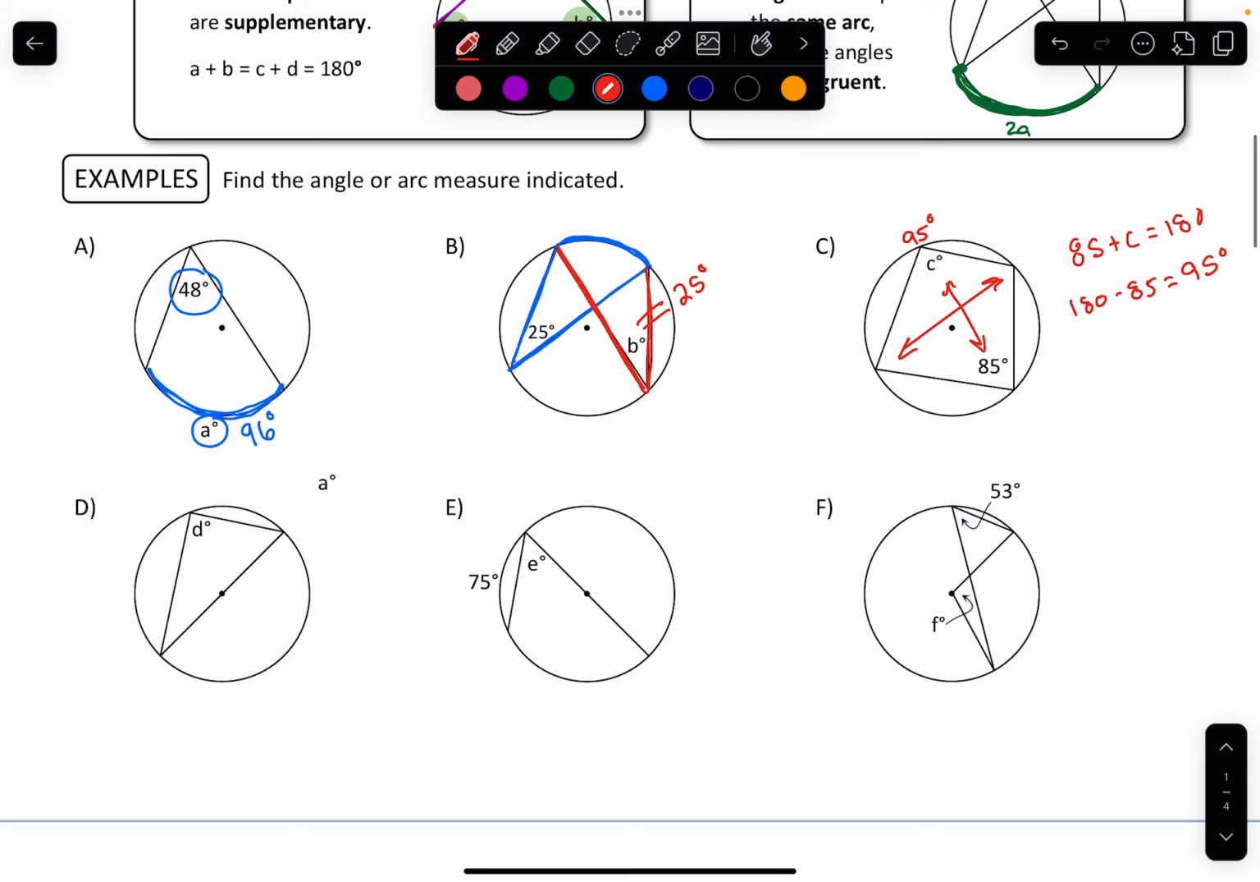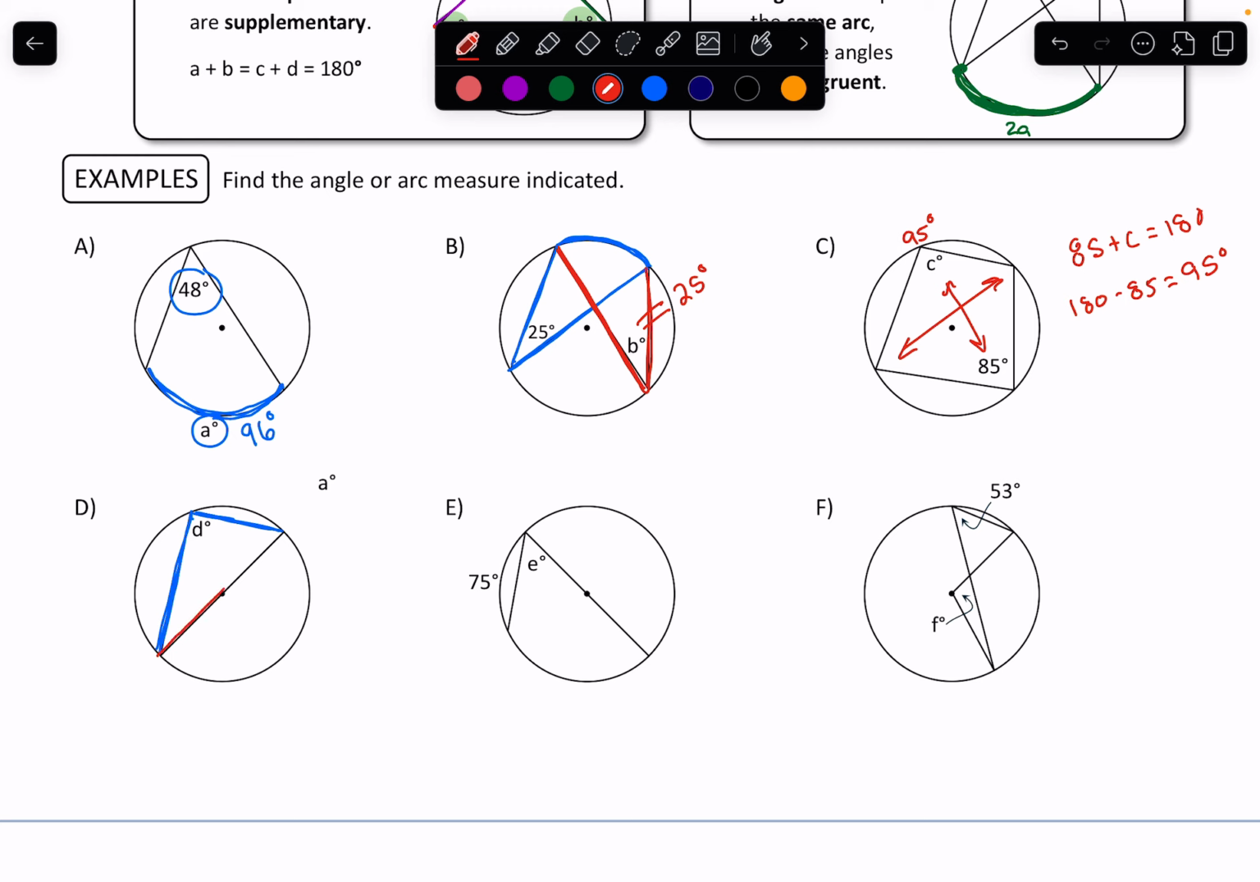Let's go to D. This is something that wasn't mentioned up above, but this is a really cool thing that you should probably take note of because it's going to come up a lot in problems going forward. Notice that I've got this angle D. It's an inscribed angle. The corner of the angle is on the circle, and the sides connect to the circle. So that's my inscribed angle. But these connect to a special chord.